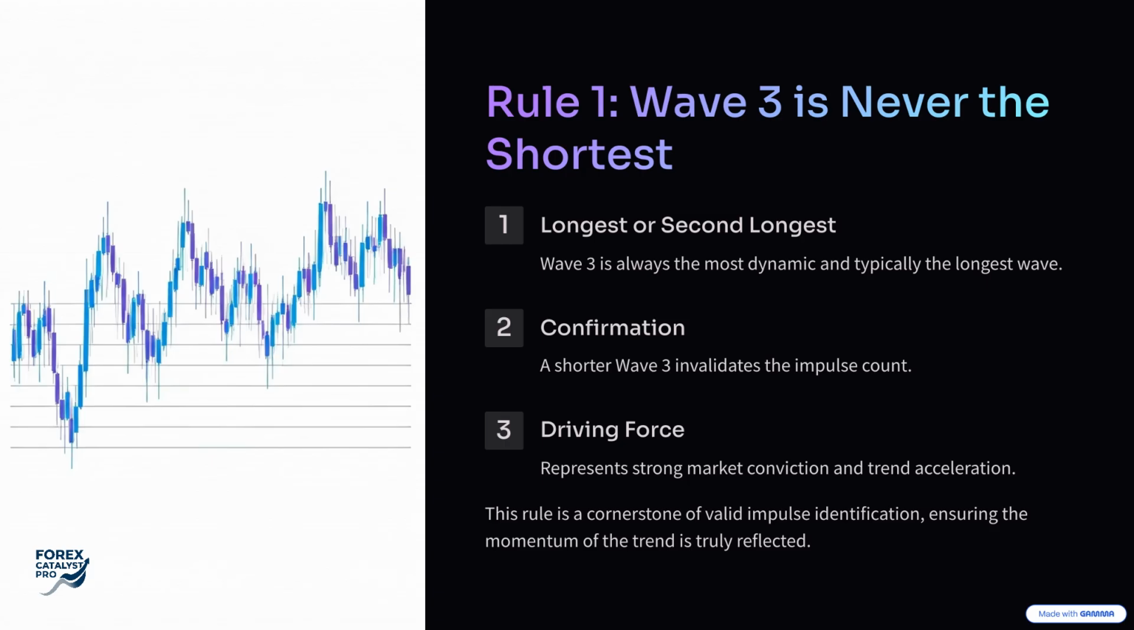Rule 1. Wave 3 is never the shortest. The first core rule of an impulse wave is simple yet powerful. Wave 3 is never the shortest among waves 1, 3, and 5. In fact, Wave 3 is usually the longest and most explosive, driven by momentum, volume, and market conviction. If Wave 3 is shorter than both Wave 1 and Wave 5, the count is invalid. This rule ensures the wave structure reflects real market momentum. It is a cornerstone of accurate wave identification.